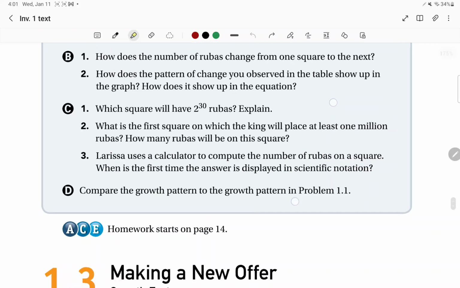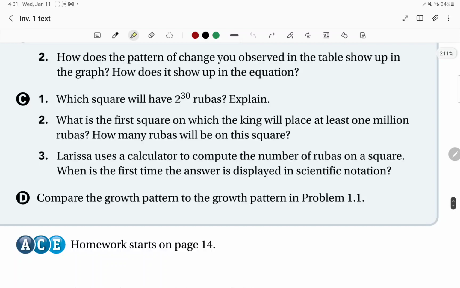Okay, on number 1, which square will have 2 to the 30th rubas? Remember the number of rubas is equal to 2 to the S minus 1, where S is the square. We want S minus 1 to be 30. So what number minus 1 gives us 30? 31. So you will be on the 31st square when you have this expression.